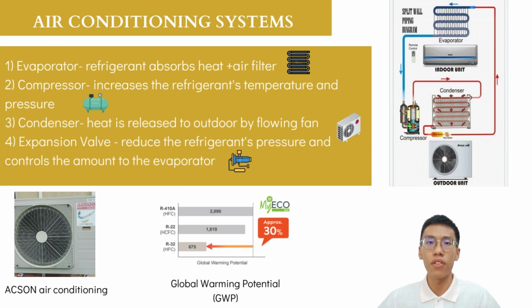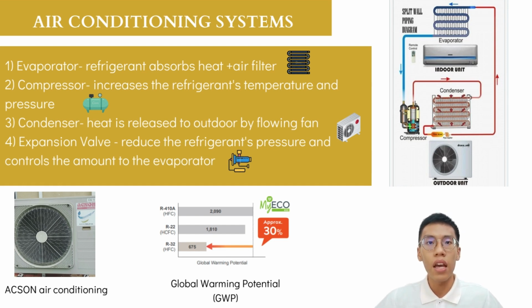The next part is the refrigerant. It goes to the compressor, which helps to increase the refrigerant pressure and its temperature. Next, the refrigerant transfers to the condenser, which helps to release the heat by blowing a fan. Lastly, the refrigerant goes to the expansion valve, which helps to reduce the refrigerant pressure and control the amount of refrigerant going to the evaporator.